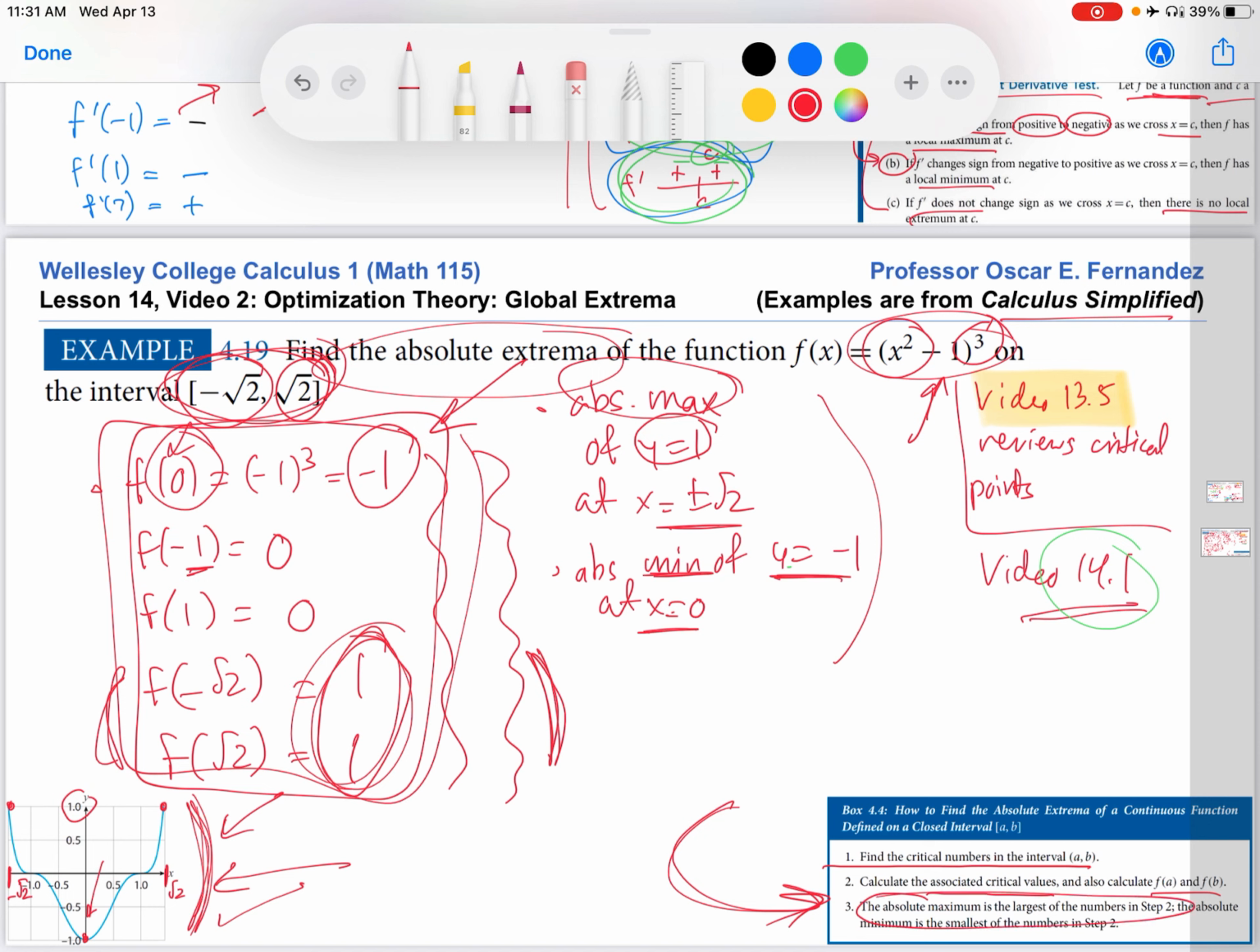That's a pretty straightforward procedure. The largest y value gives you your max. The smallest y value gives you your min. And then you say, great, I'm done with this problem.